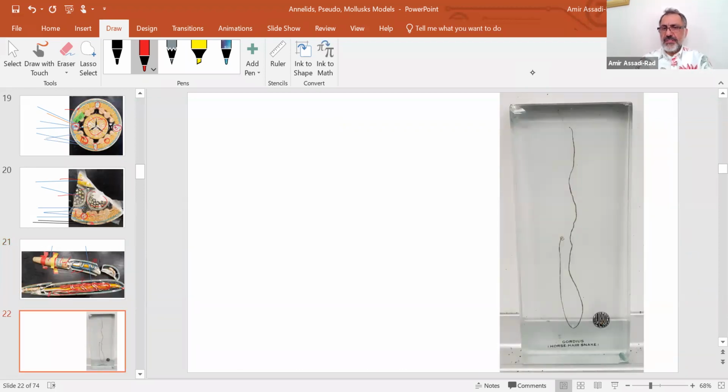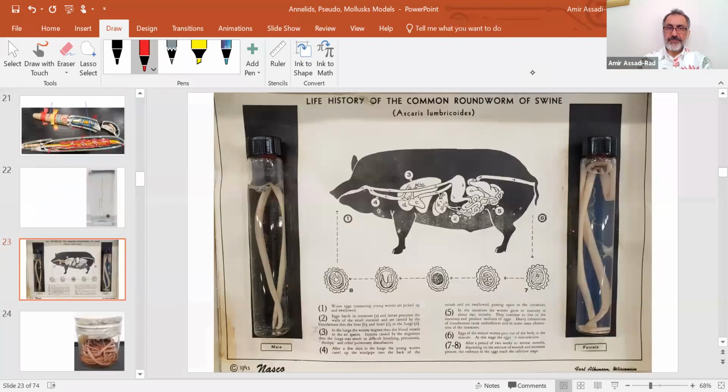This is your Gordius. You remember the phylum Nematomorpha? I talked about it. The common name is horsehair snake or horsehair worm. Either one is correct. This is the parasite. If you look at YouTube videos, it comes out of cockroaches live. It's like a science fiction movie.